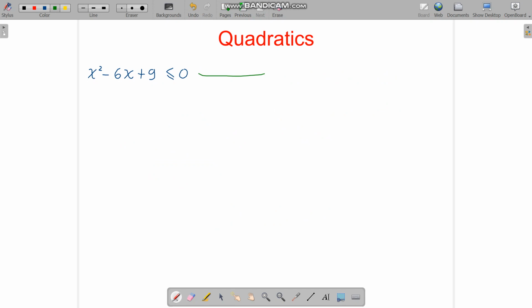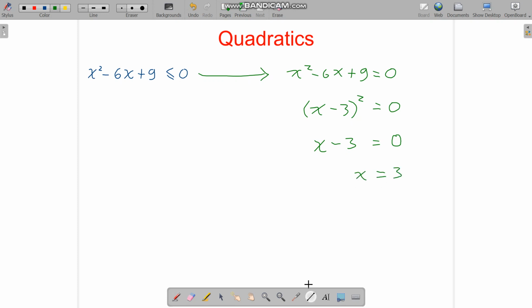Another example, x squared minus 6x plus 9 equals 0. This time, let's just complete the square. We get x minus 3 all squared equals 0. We take the square root of both sides. The square root of 0 is just 0, so there is no need to use plus minus. So that means we have only one critical point, x equals 3.